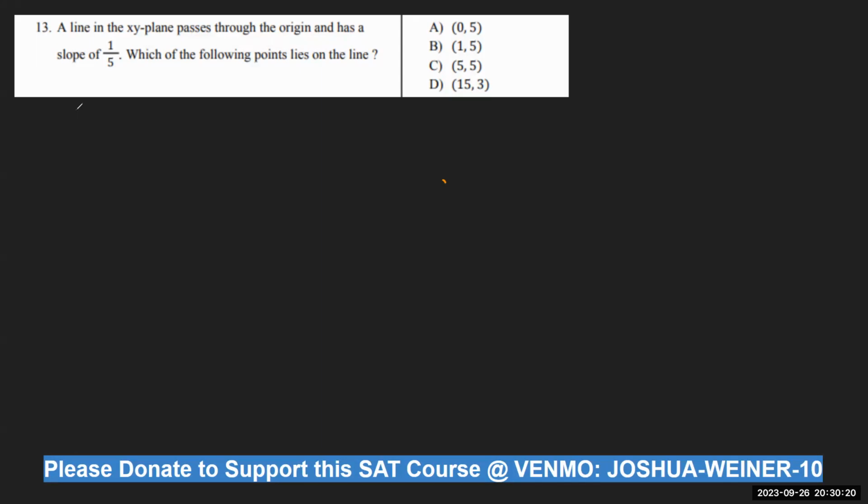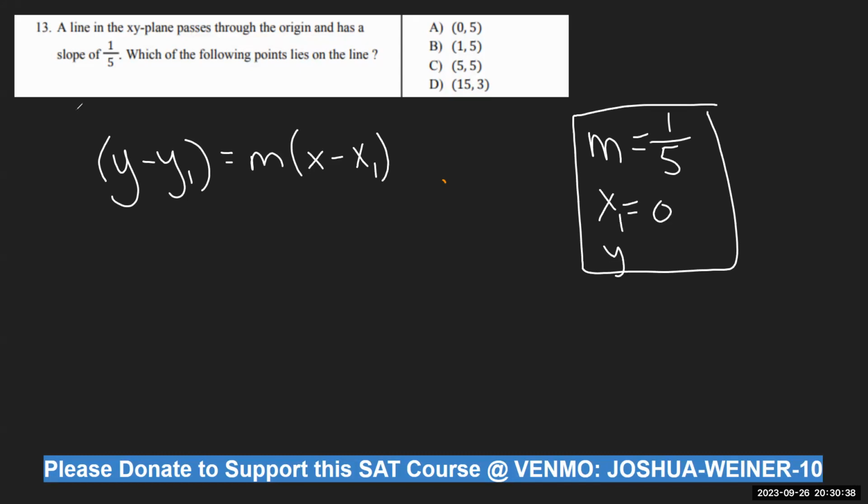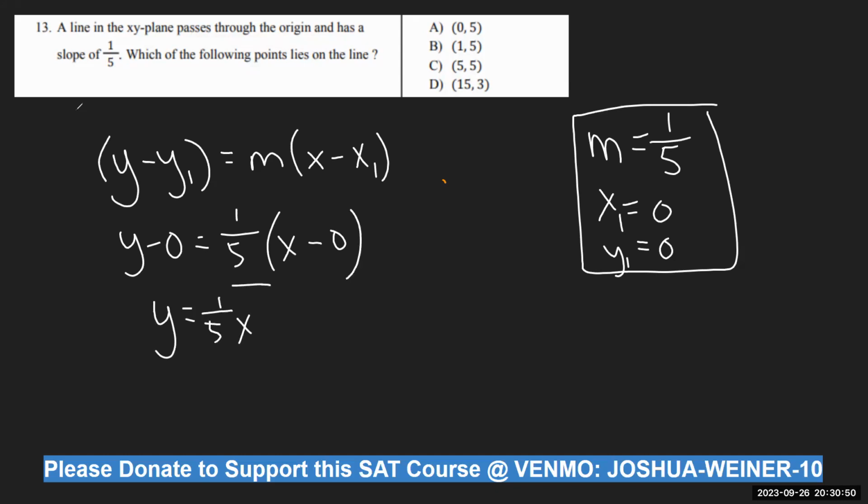All right, so we can use point slope form. y minus y1 equals the slope times x minus x1. Given that, here's my given box on the right. The slope m is a fifth, and x1 is 0 and y1 is 0. So we get y minus 0 equals 1/5 times x minus 0. And so y equals a fifth x. So it's the direct line starting at the origin and climbing up at a slope rate of 1/5.